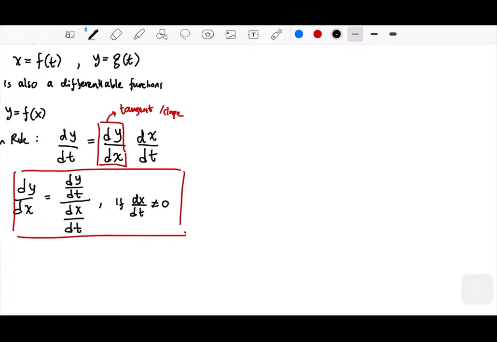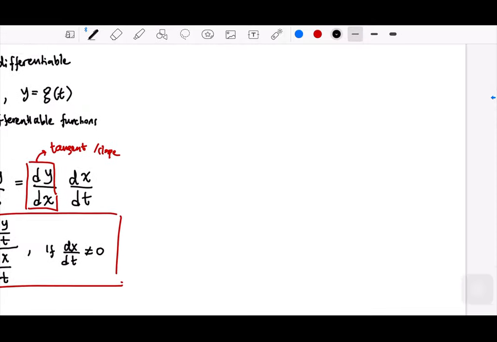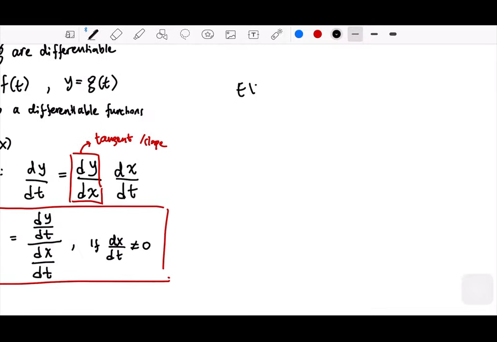Okay, let me give you a quick example. If x has the parametric equations x equals t squared minus 2t, and y equals t plus 1, find the slope of the curve at t equals 4.